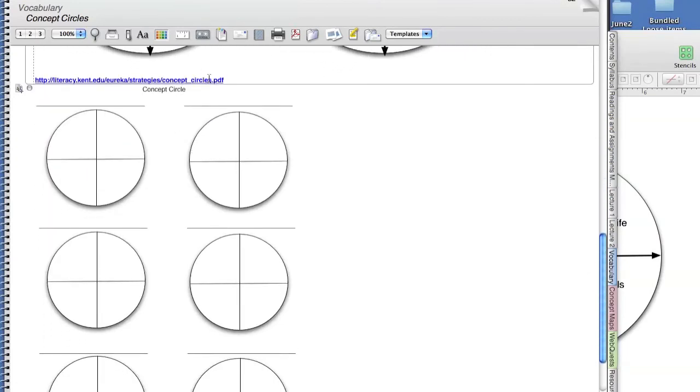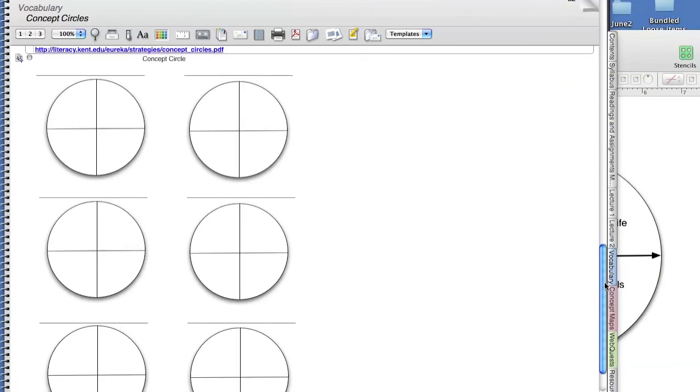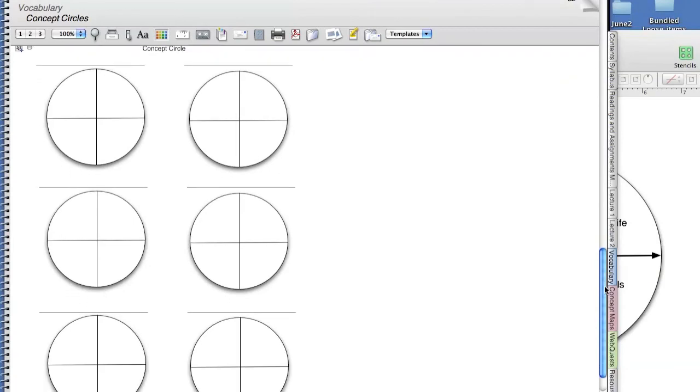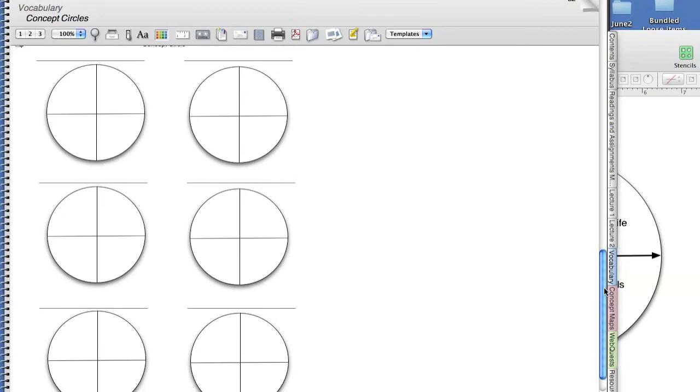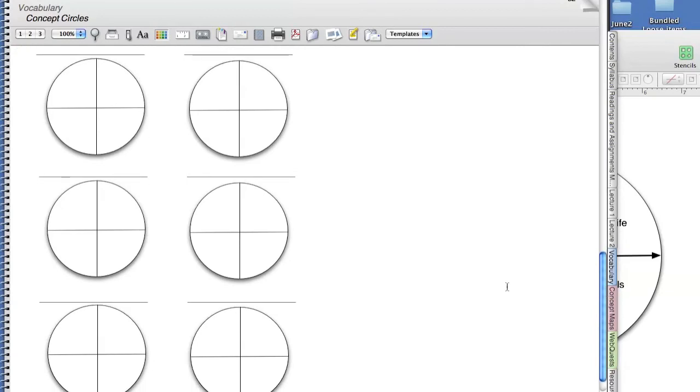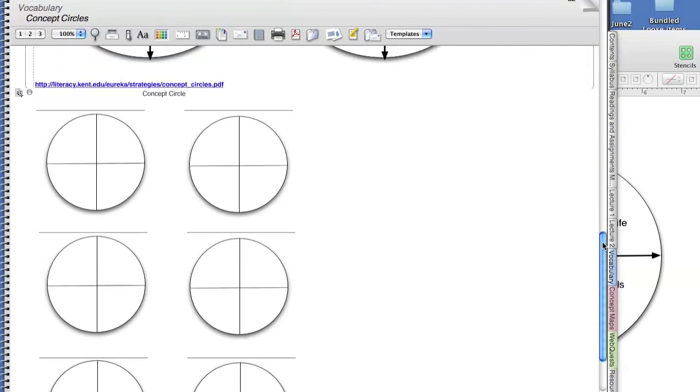All right, so I've given you a PDF link over here on Concept Circles, and you'll be able to download these blank sheets. This is coming to you from Kent State University. I suspect it's Joanne and Rich Vacca, Vacca and Vacca, your textbook writers, that you'll be able to create those.